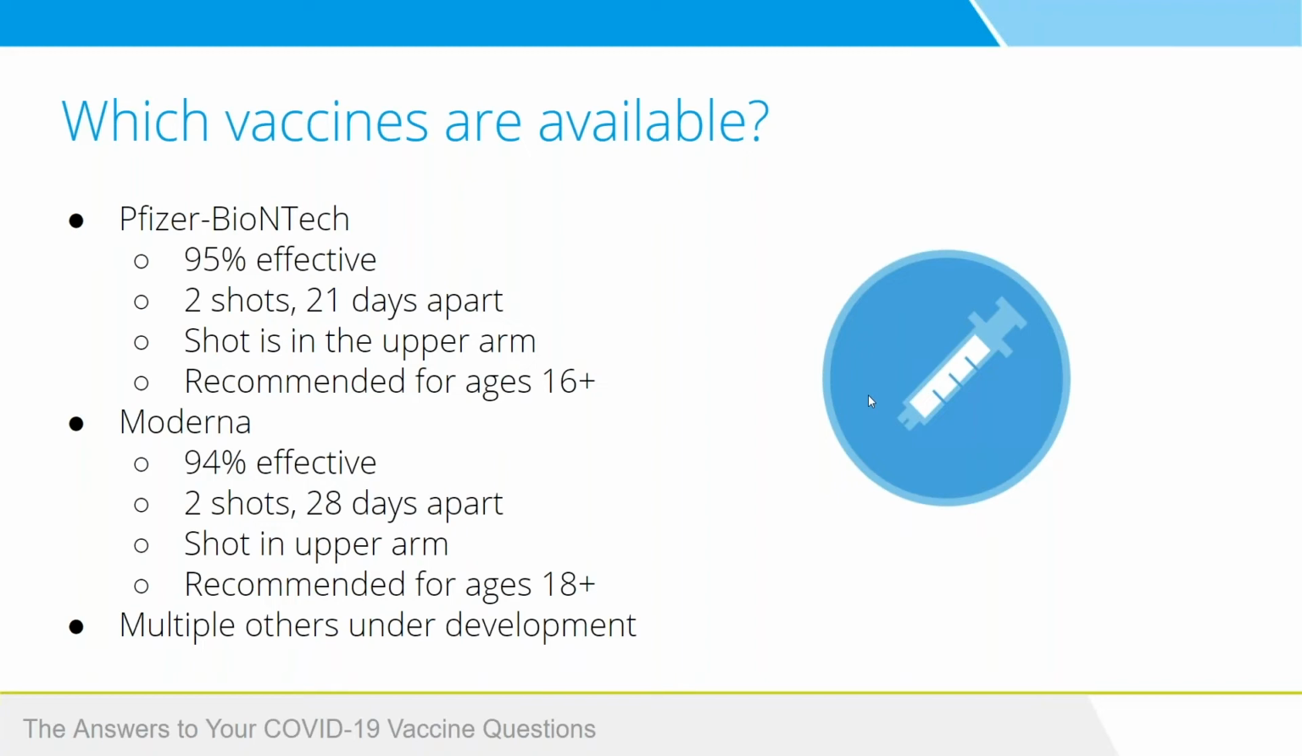They're both right around 95% effective, 94% for Moderna, 95% for Pfizer, but it's really similar. For both of them, you're going to get a shot in the upper arm. Both of them right now require 2 shots. Pfizer asks that they're 21 days apart. Moderna asks that they are 28 days apart. One interesting thing is that these are mainly for adults at this point. So the Pfizer, 16 and up can get it. Moderna is only 18 and up.